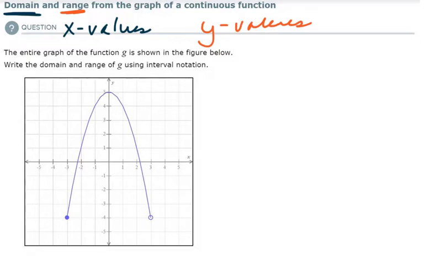So the first step for any of these problems is to carefully read the question. The entire graph of the function g is shown in the figure below. We can see that function in the graph is blue. Write the domain and range of g using interval notation. So first off, understanding that they're asking us to find the domain, which are all of our x values for that function, and the range, which are all of our y values for the function. The first part of this is understanding that vocabulary.